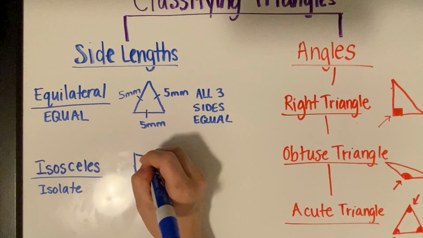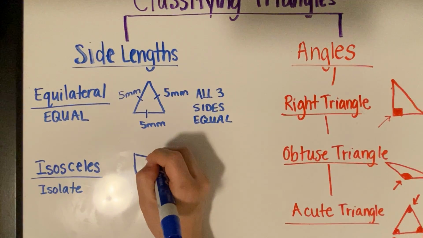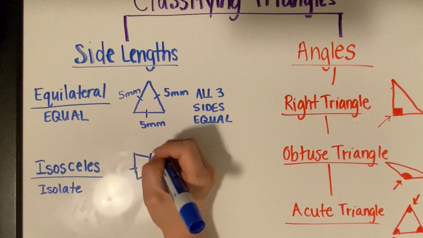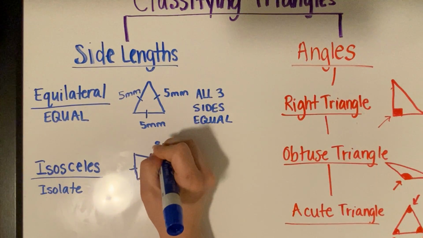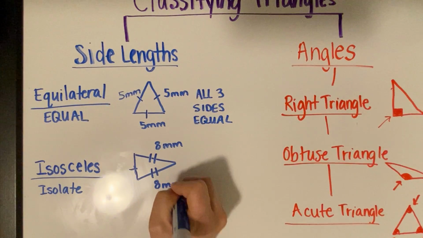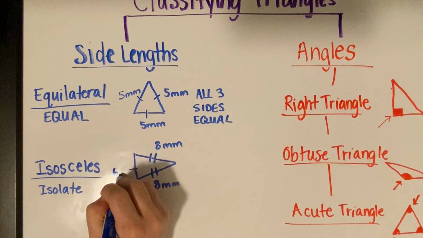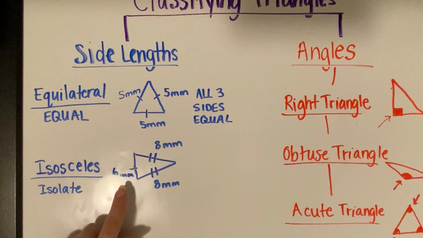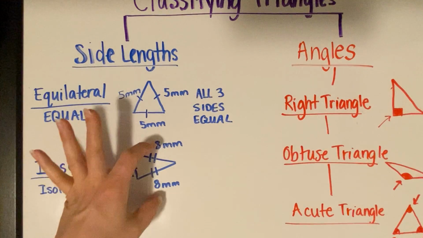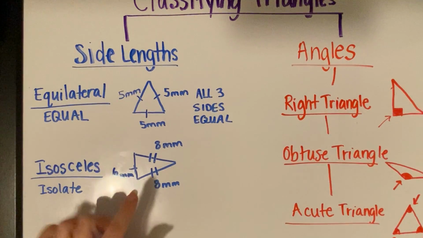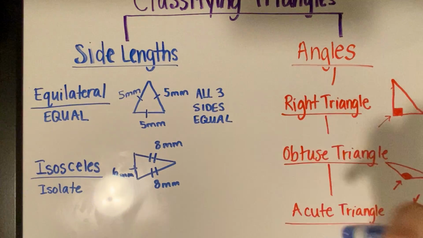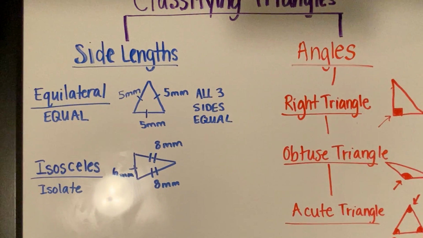You have one side that is not the same. So if I were to label these, this might be 8 millimeters. This one might be 8 millimeters. And this one is 6 millimeters. So you have one side that's isolated. This side is all by itself. These two people don't want to play with it. These sides, they buddy up because they're the same. They're twins. They go off and they play. This side is all alone.